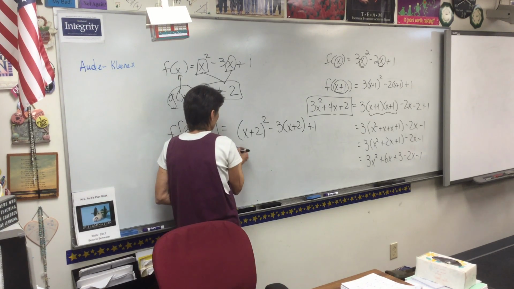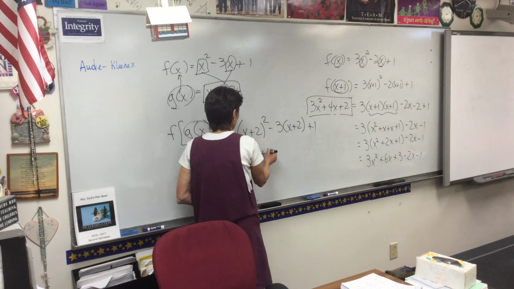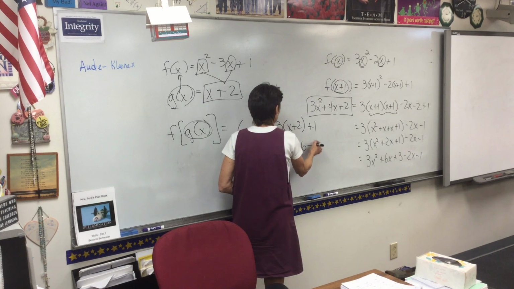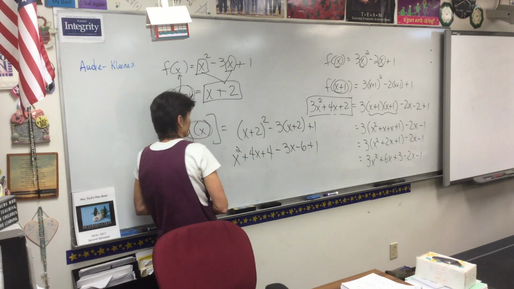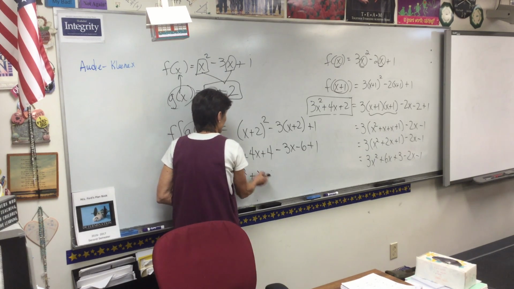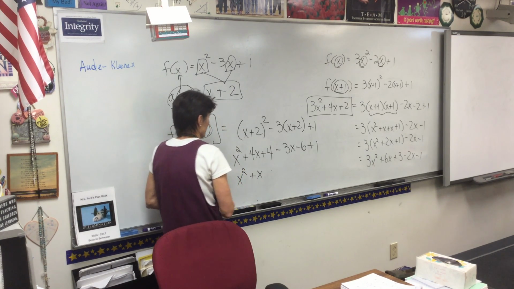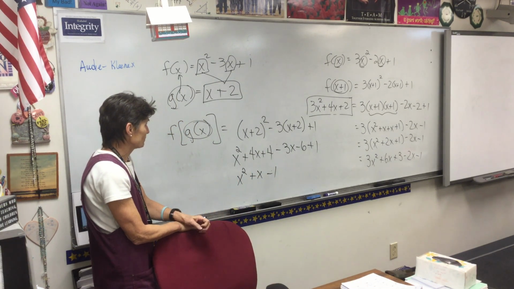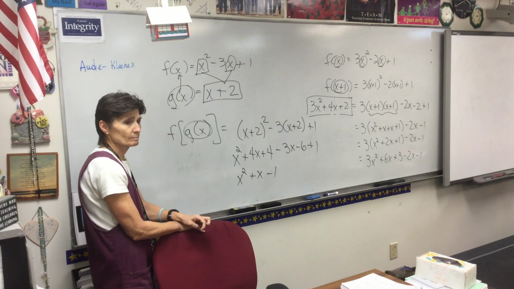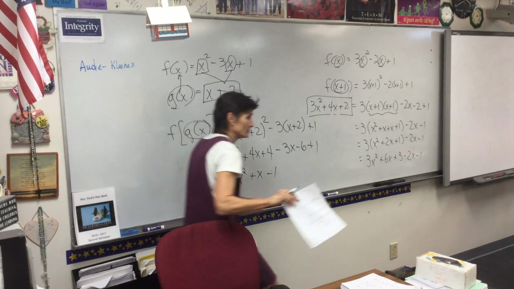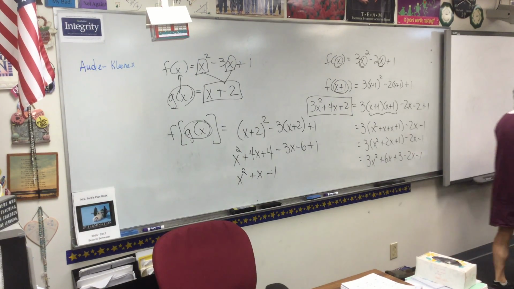So FOILing, x squared plus 4x plus 4. Distributing the negative, be careful. And collecting like terms. x squared plus x minus 1, I think. Is that what you got? Alright.